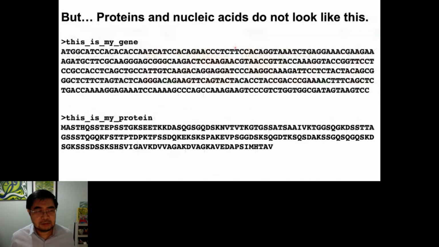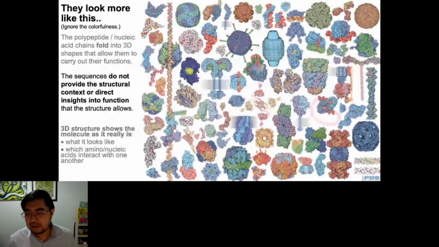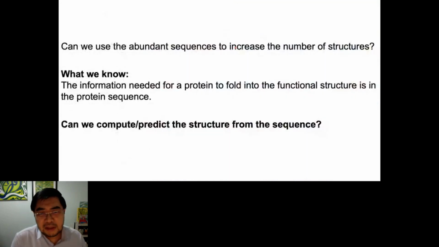However, we need to consider the fact that proteins and nucleic acids do not look like this. They look more like that image that I showed you earlier. So the sequences do not provide the structural context or any direct insights into the function of the protein or of the macromolecule that the structure allows. Okay. So can we use the abundant sequences to increase the number of structures?